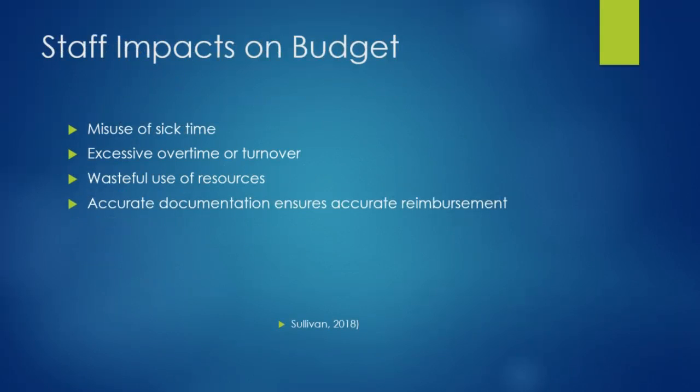Staff on the nurse manager's unit can also affect the budget. Some examples are misuse of sick time and excess overtime or turnover. Another example is the wasteful use of resources. Staff may be grabbing excess supplies and wasting those not needed, such as dressing change supplies, IV supplies, or incontinence pads. They also may not be using the full amount of supplies, such as using minimal wipes and throwing the rest out. Staff must also make sure that they are documenting accurately.